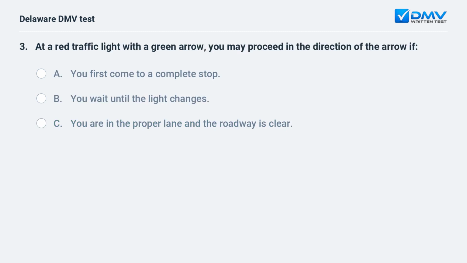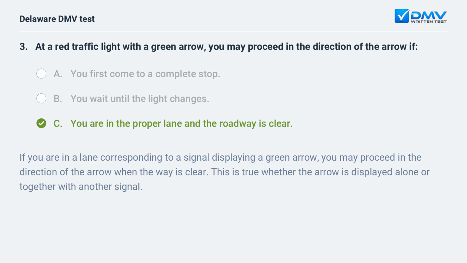At a red traffic light with a green arrow, you may proceed in the direction of the arrow if A. You first come to a complete stop. B. You wait until the light changes. C. You are in the proper lane and the roadway is clear. C. You are in the proper lane and the roadway is clear. If you are in a lane corresponding to a signal displaying a green arrow, you may proceed in the direction of the arrow when the way is clear. This is true whether the arrow is displayed alone or together with another signal.